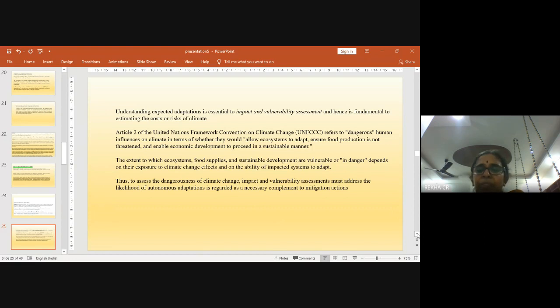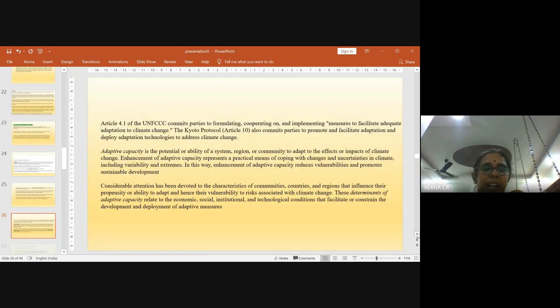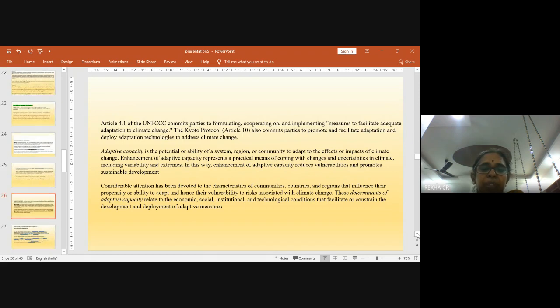So Article 2 of UNFCCC refers to dangerous human influences on climate in terms of whether they would allow ecosystems to adapt, ensure food production is not threatened, and enable economic development to proceed in a sustainable manner. The extent to which ecosystems, food supplies, and sustainable development are vulnerable or in danger depends on their exposure to climate change effects and on the ability of impacted systems to adapt. So thus, to assess the dangerousness of climate change, impact and vulnerability assessments must address the likelihood of autonomous adaptations as a necessary complement to mitigation actions. So Article 4.1 of UNFCCC commits parties to formulating, cooperating and implementing measures to facilitate adequate adaptation to climate change.